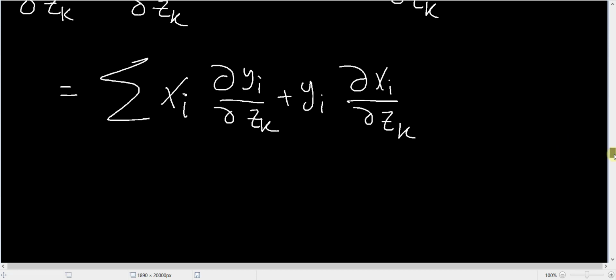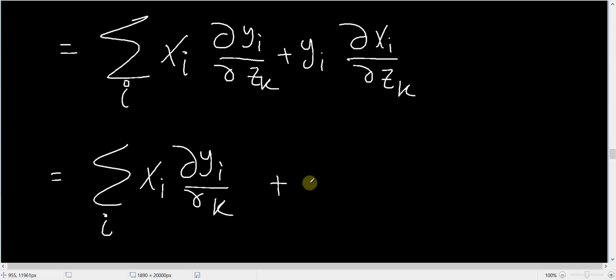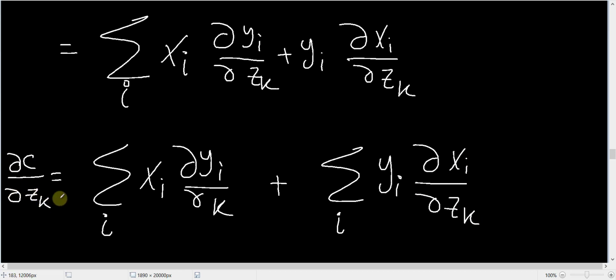Again, we can write this as two summations. The first is xi partial yi by partial zk over i, so k is a constant while i is our iterator here, plus another summation over i of yi partial xi by partial zk, and this is partial c by partial zk as a scalar. Very well.